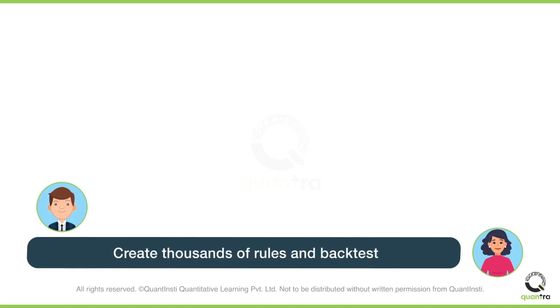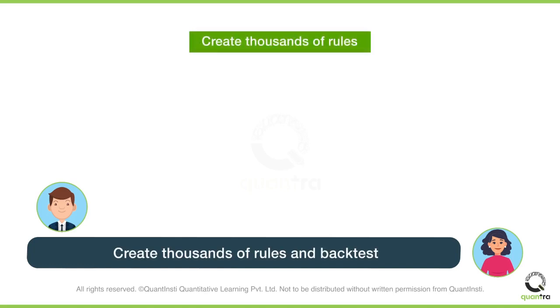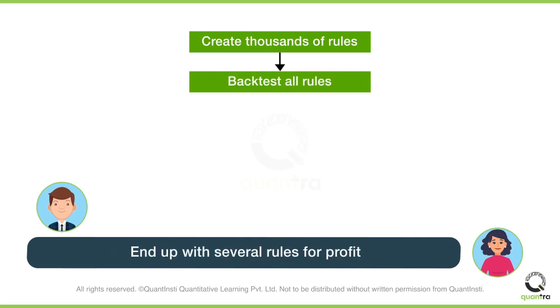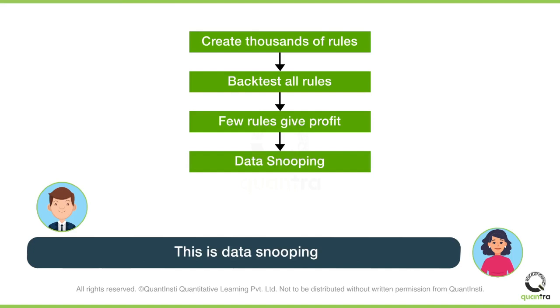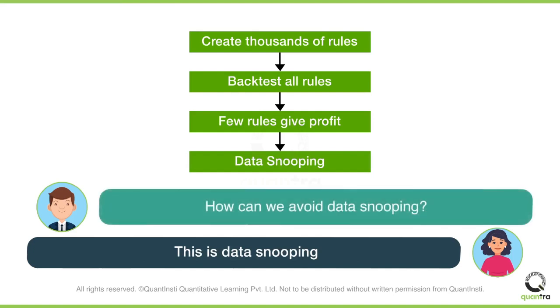To summarize, data snooping bias is to create thousands of trading rules and backtest them. You might end up with several rules which lead to a profitable trading strategy. This approach of finding a trading rule is known as data snooping bias. How can you avoid data snooping?